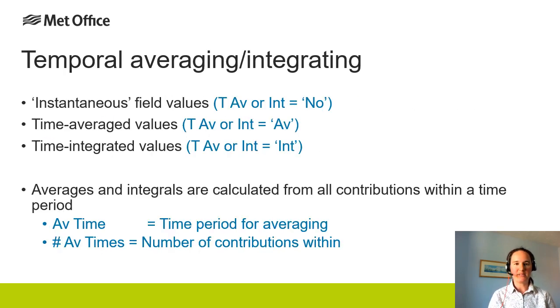Now we move on to our temporal averaging or integrating, and there are a number of options open to us here. So we might want to consider either instantaneous fields or time averaged fields or time integrated fields. And these are all controlled in the column which has the heading T, av or int. So for instantaneous fields, we would put no, averaged fields, av, and integrated fields, int.